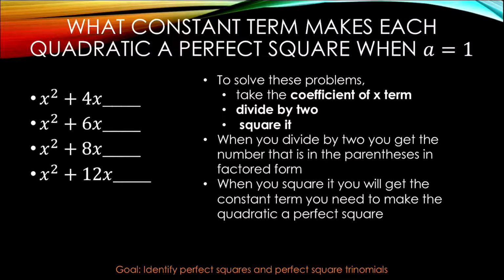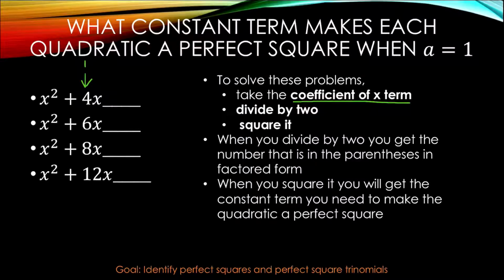Now let's talk about what constant terms make each quadratic a perfect square. So how do I figure out that I have a perfect square if I have some stuff missing? So to solve these problems, we have a couple things. First, we're going to take the coefficient of the x term. So that's the number in front of the x term. So in the first one, it's 4. So there's the first thing.